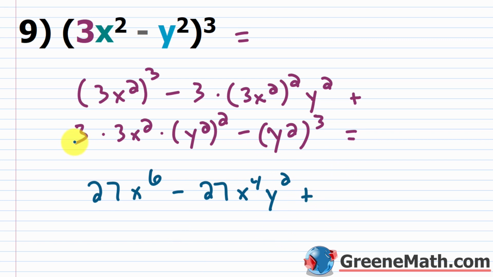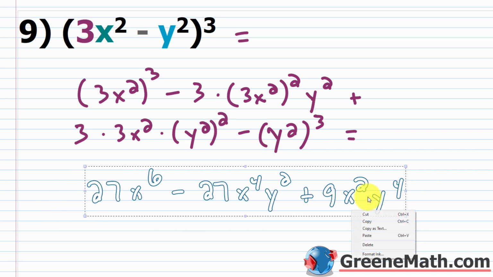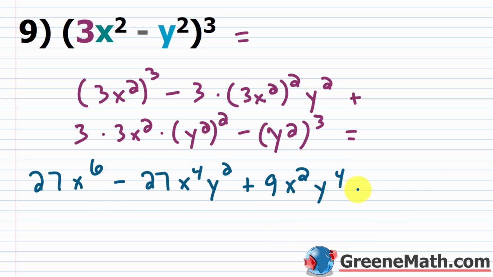So you're going to have 3 times 3, that's 9, then times x squared, then times your y squared squared. So y stays the same. 2 times 2 is 4. Let me scooch this down so we can fit it on the screen. Then lastly, you're going to have minus. You have y squared being cubed. So y stays the same. Multiply exponents. 2 times 3 is going to give you 6. So my answer here is 27x to the 6th power minus 27x to the 4th power y squared plus 9x squared y to the 4th power minus y to the 6th power.